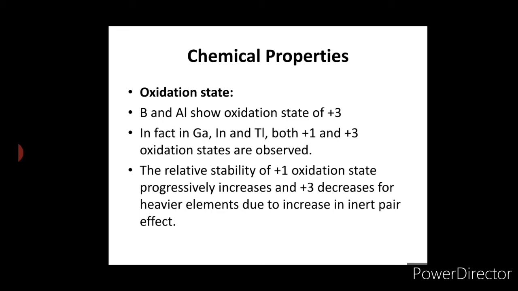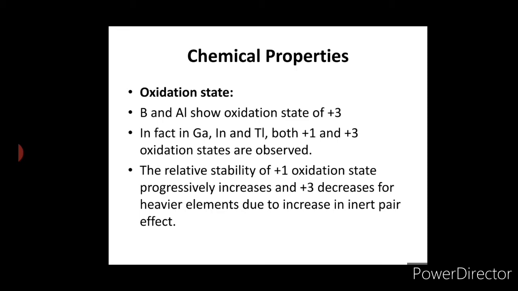Boron and aluminum show the oxidation state of +3. But for boron, it is not possible to form its trivalent ion as very high ionization enthalpy is required. It means the sum of the first three ionization enthalpies in the case of boron is very high. That is why it is unable to form a trivalent ion. However, it can share its electrons to form compounds, that is, covalent compounds.